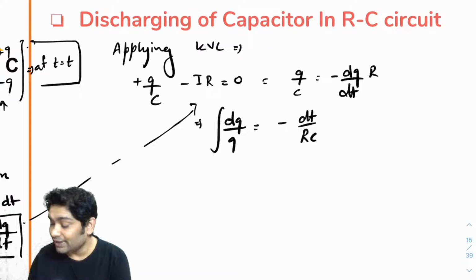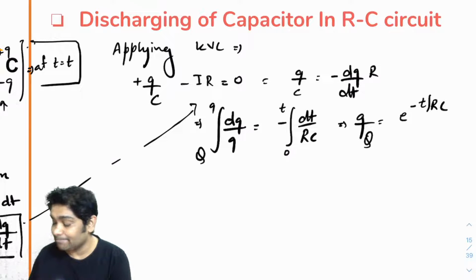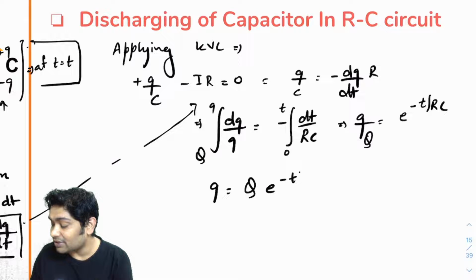So let's just integrate this. This goes from capital Q to small q. This goes from t equals 0 to t. So what I will get is ln of q by Q, or q by Q, I can say, is simply e to the power of minus t over RC. So what I will realize is that q is equal to capital Q e to the power of minus t over RC. This is how the charge is decaying.